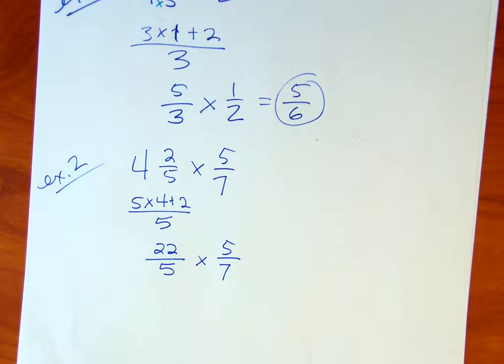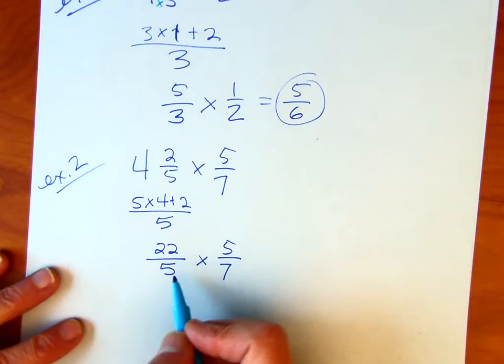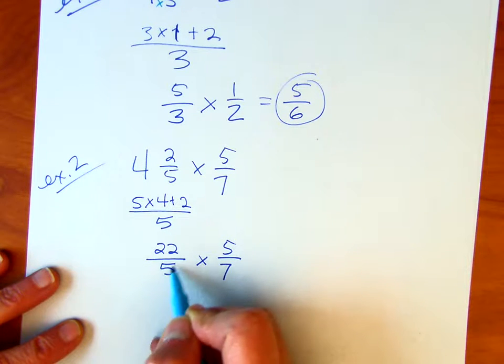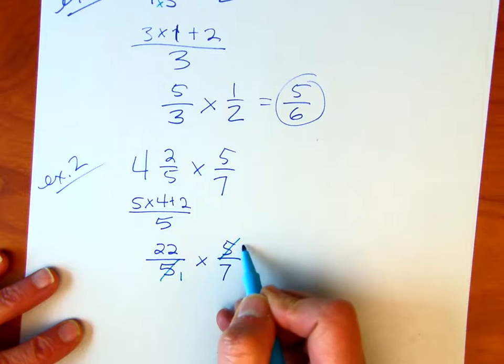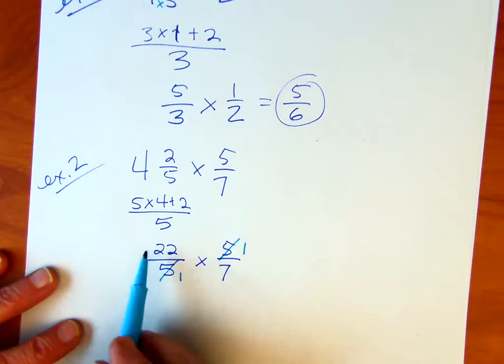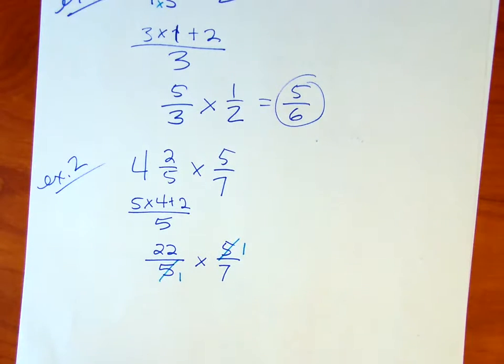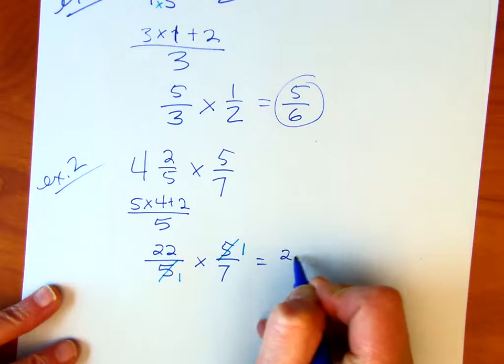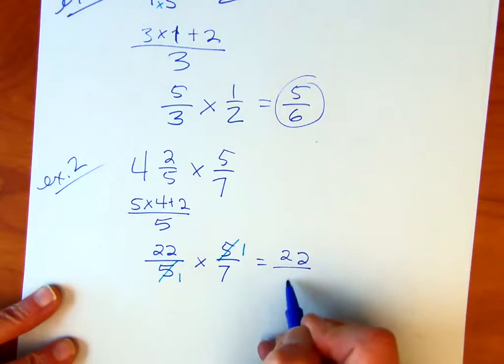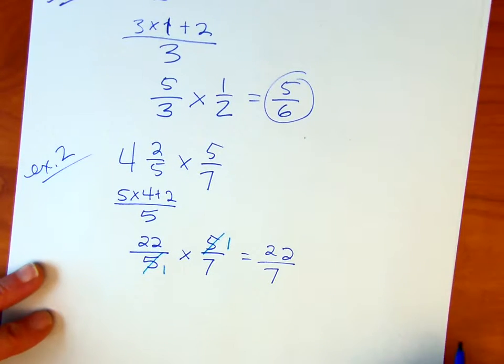Now we're going to go ahead and reduce, and we'll do that by canceling out some numbers. Look at this 5. We could divide both by 5, and so this is going to become a 1, and this is going to become a 1, because 5 divided by 5 is 1. Now we can't do the same thing diagonally this way, so we'll go ahead and just multiply straight across. 22 times 1 is 22. 1 times 7 is 7.